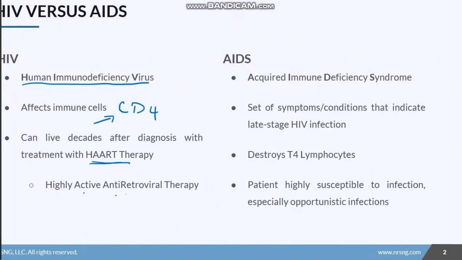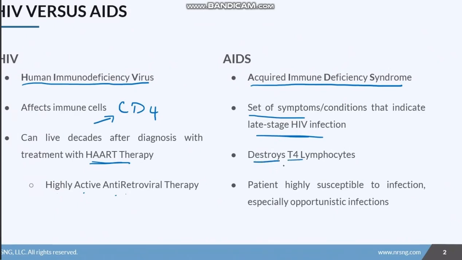Now, after a while, the body is going to wear out and the patient's immune system can't keep up. That patient is going to develop acquired immune deficiency syndrome, or AIDS. Now, this is a set of symptoms or conditions. That's what a syndrome is. It's a collection of symptoms that indicate that the patient is in the later stages of HIV infection. Within AIDS, we find that there's destruction of the T4 lymphocytes.